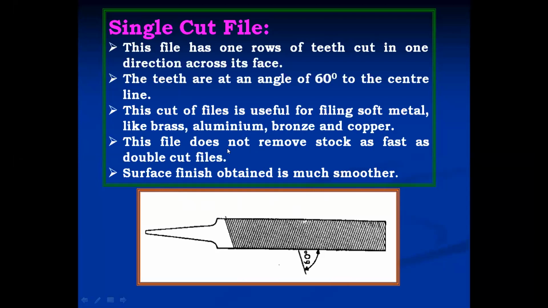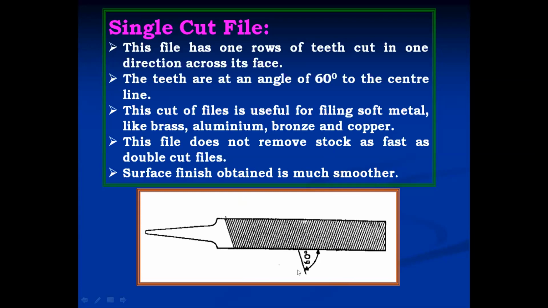Next, this file does not remove stock as fast as a double cut file. So, single cut removes slowly. It will remove the excess material slowly because it has a single row of teeth. And the surface finish obtained is much smoother. So, after filing, the surface of the job is much smoother. So, that is the single cut file.